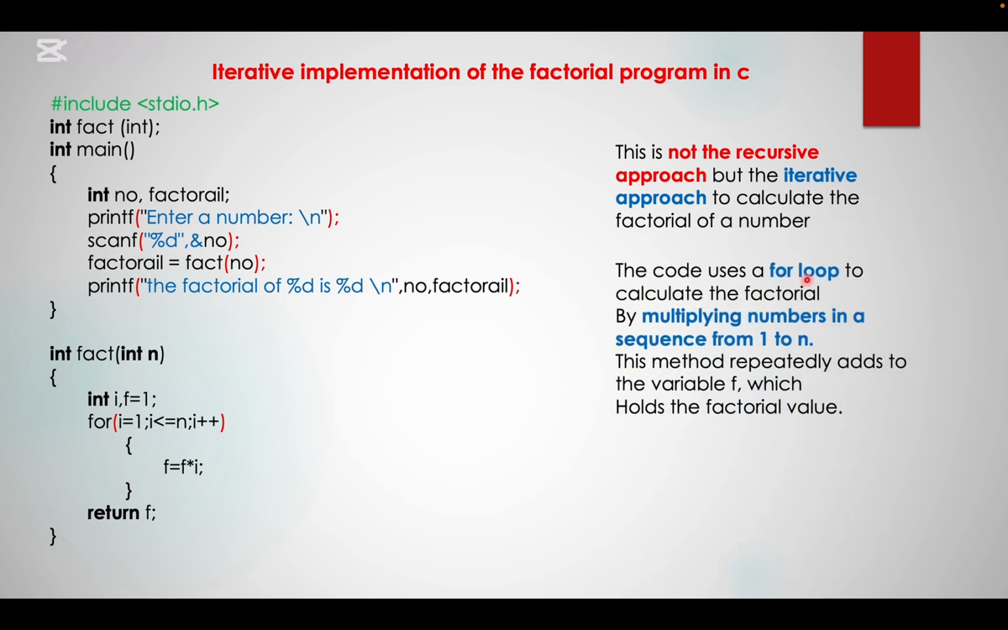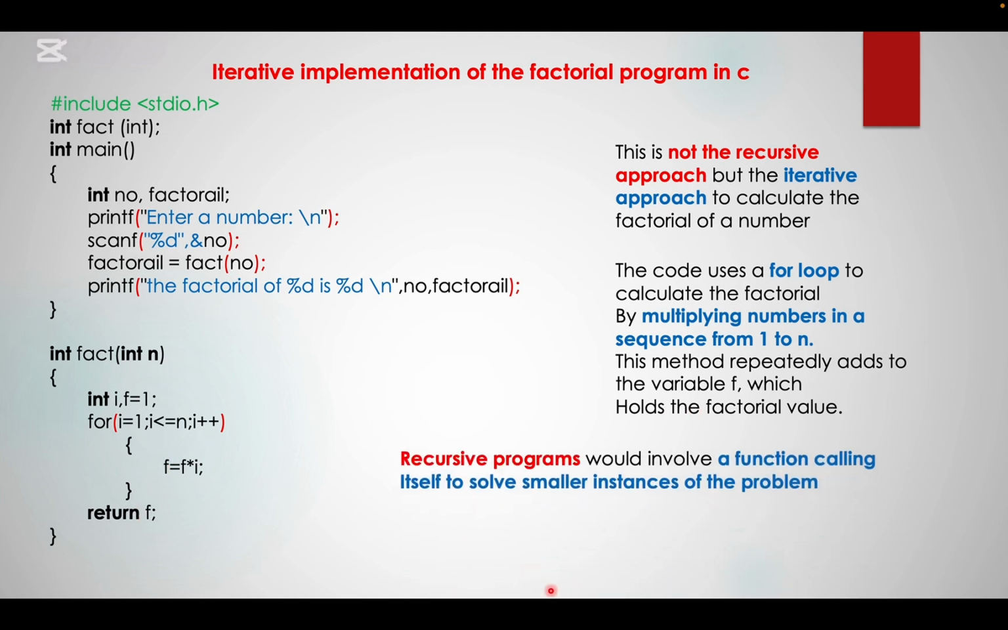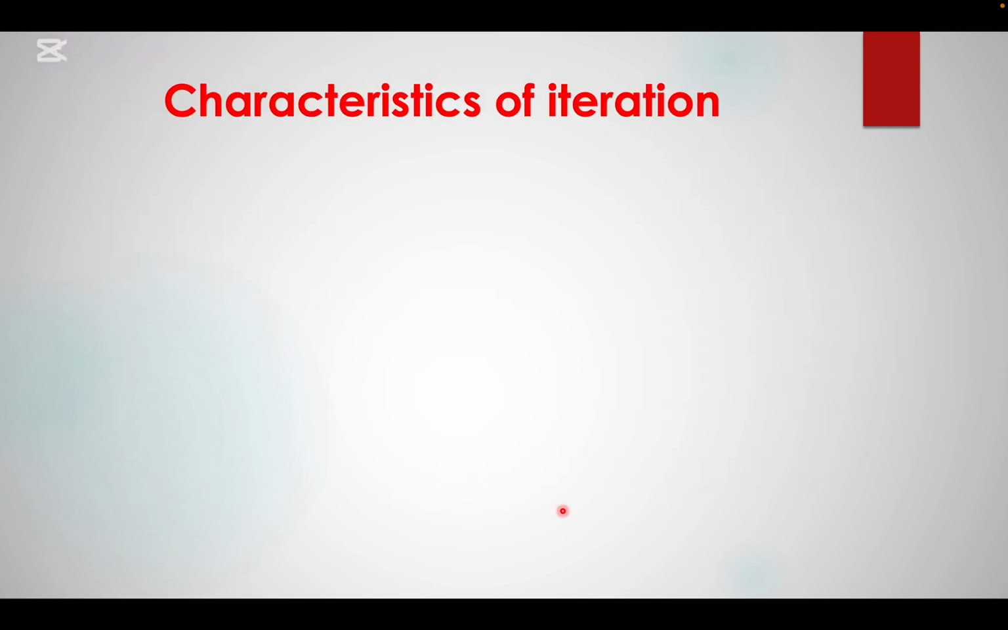The code uses a for loop to calculate the factorial by multiplying numbers in a sequence from 1 to n. From 1 to n. This method repeatedly multiplies the variable f, which holds the factorial value. That's why we explained it here. Recursive programs would involve a function calling itself to solve smaller instances of the problem. So we're going to come into it.